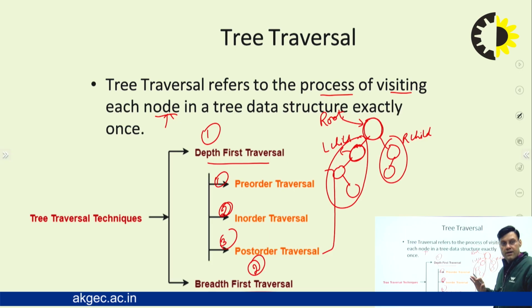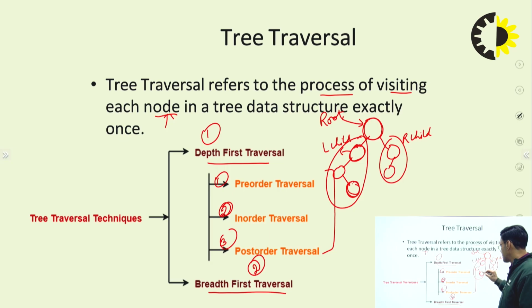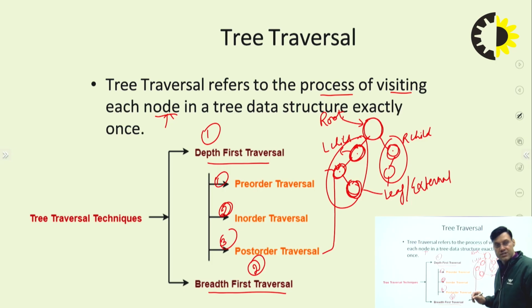So every node, every element will have some relationship with each other. The parent of this last node is this node, right? So these are called internal nodes, right? And the nodes from which no node is coming out, right? That is called a leaf node. So these are the leaf nodes, or we can say an external node. These are some terminologies that you have to keep in mind. These are called internal nodes.